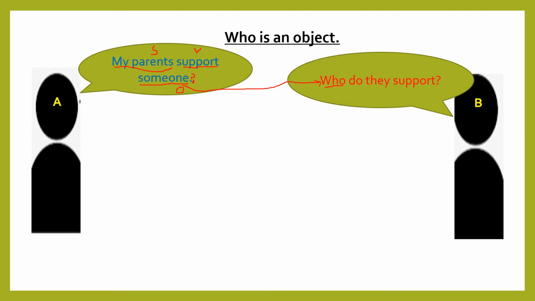And now let's have a look at subject and verb. Look at the subject first. My parents are plural, parents, S. And support is not an auxiliary verb and is present tense. So for the question, we need auxiliary do, and then the infinitive, support, and after do, we need to have the subject, my parents, and it becomes they. Okay, as a result, we have, who do they support? A says, my parents support someone. B asks, who do they support?